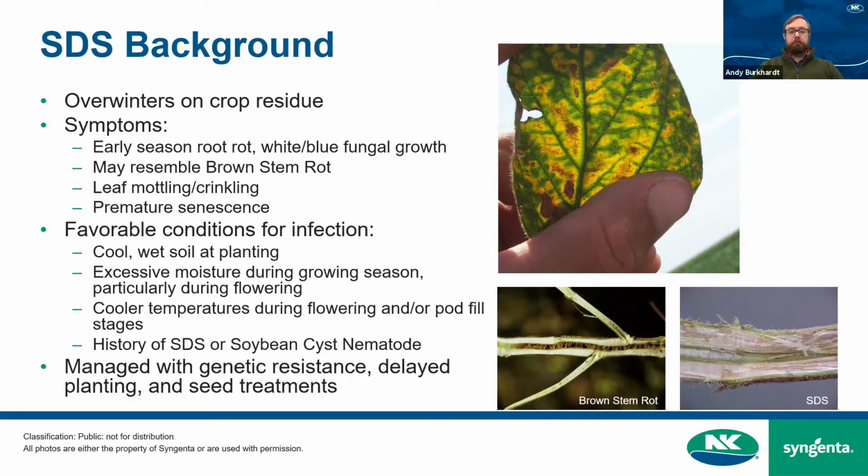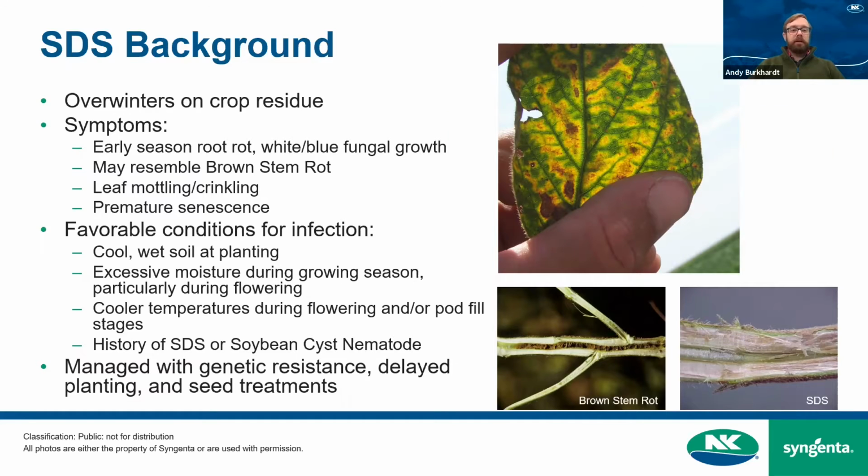Infection is favored by cool, wet soils at planting and is further exacerbated by excessive moisture during the growing season and cooler temperatures at flowering and pod fill. Fields with a history of SDS or soybean cyst nematode are at a higher risk of loss due to SDS. And lastly, we manage SDS through a mix of genetic resistance, delayed planting, waiting for that soil to warm up and dry out, and seed treatments such as Saltro.